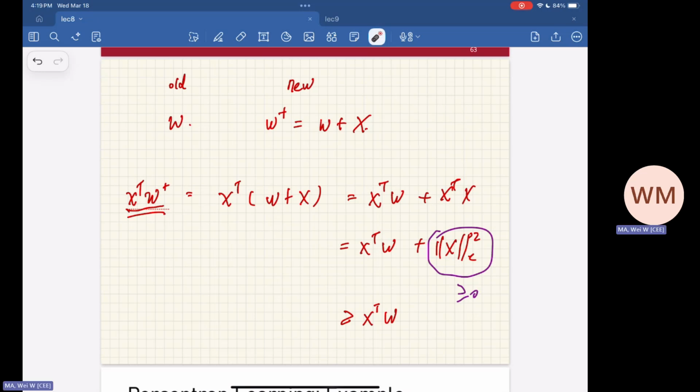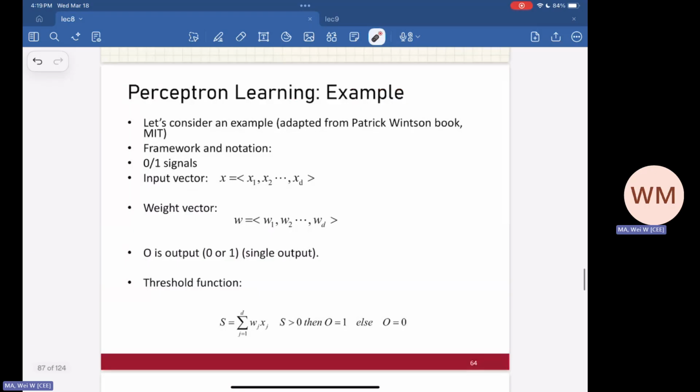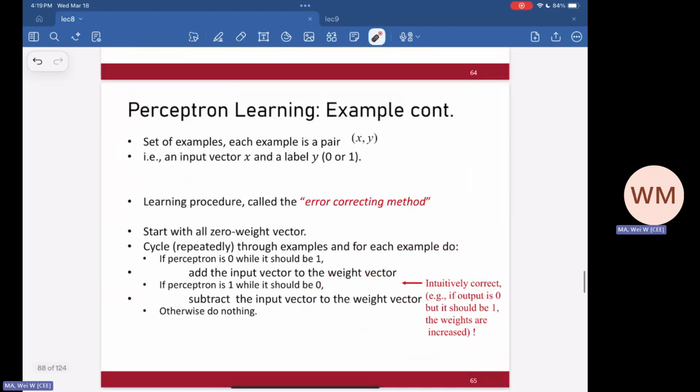Okay, then here gives you the final updating procedure. We call this an error correcting method. Essentially, very straightforward. If your perceptron predicts 0, but the answer is 1, then you add the data to the weight. If the answer is 0, but you predict 1, meaning that you are larger, then you subtract the data from the vector.